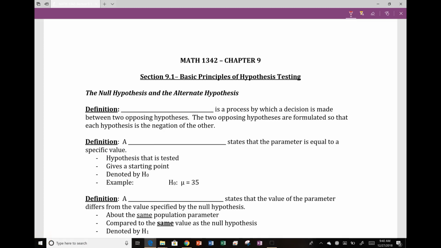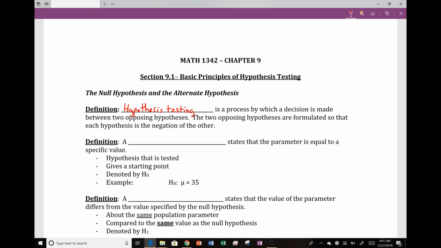In this video, we are going to begin looking at hypothesis testing. When we're talking about hypothesis testing, we are looking at what possibly could happen. And so we're going to identify hypothesis testing as the process by which a decision is made between two opposing hypotheses. So we're going to look at one hypothesis versus another.